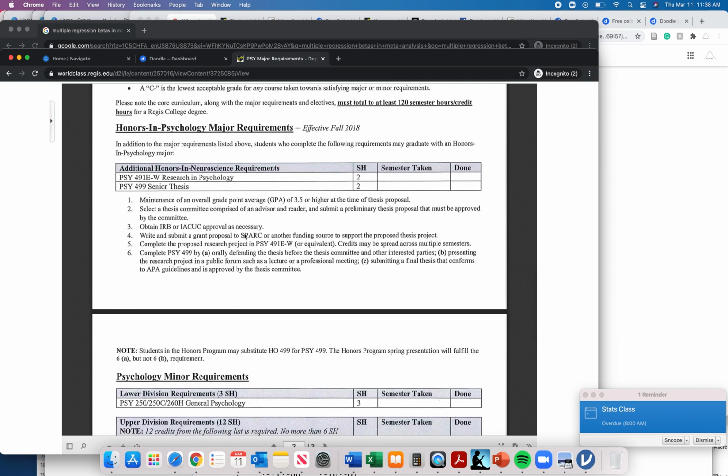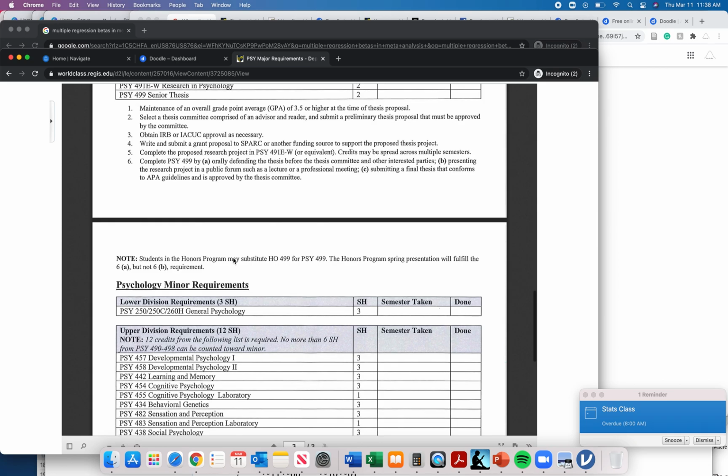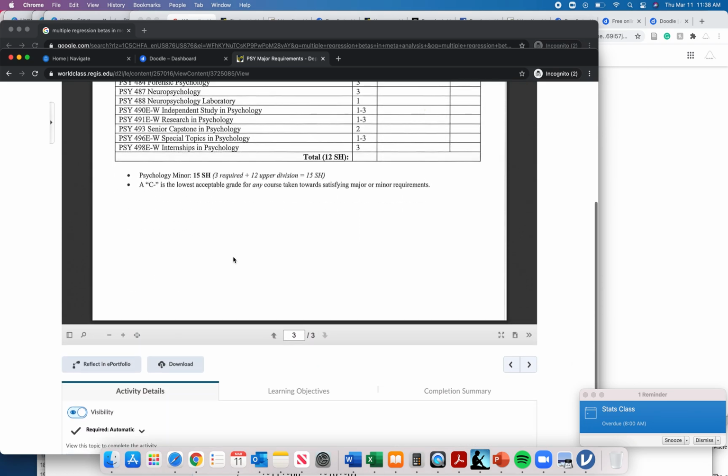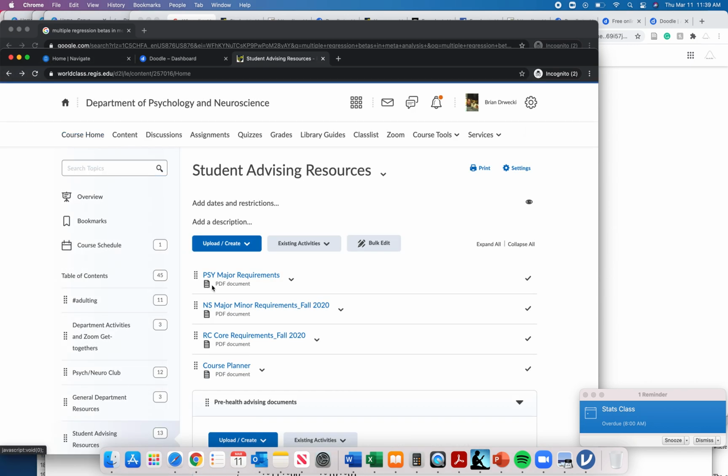So, you got 2 courses you got to take in different semesters. First semester senior year, second semester senior year. Make sure you're doing that. Psychology minor requirements, not us, not my students. That's about it. Okay? So, that's all the information about the major that you need. What else do you need to know? Let's go back. Let's get our core checklist.